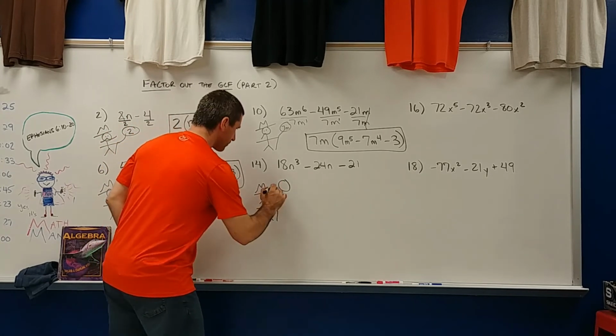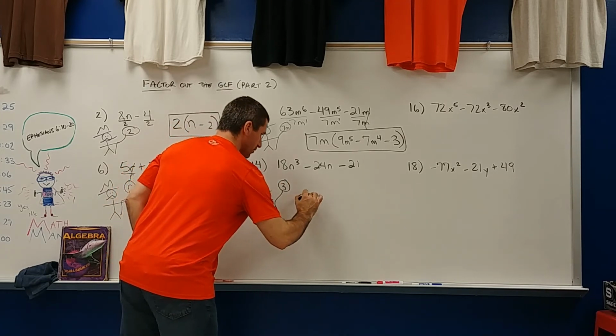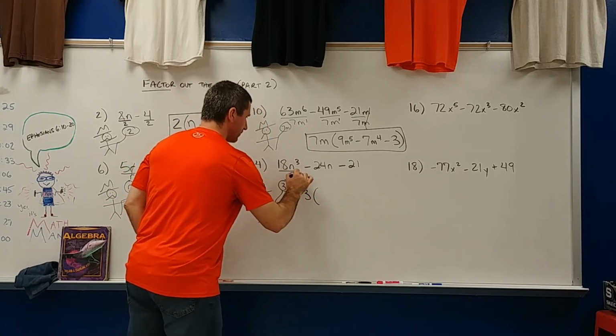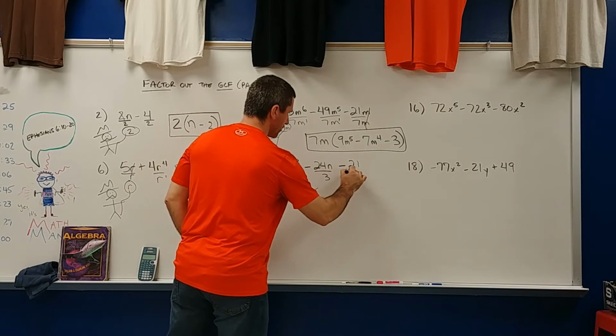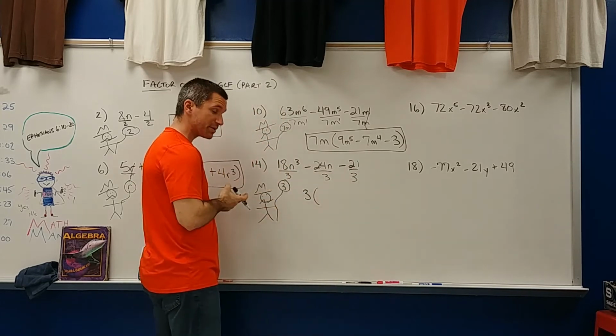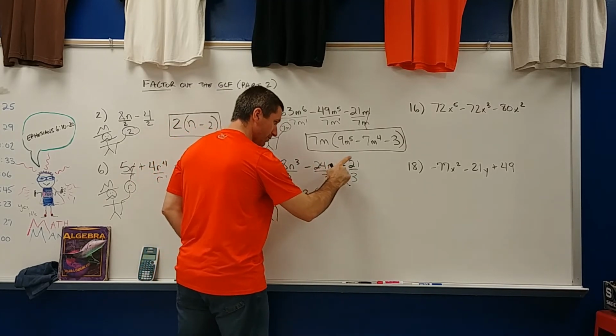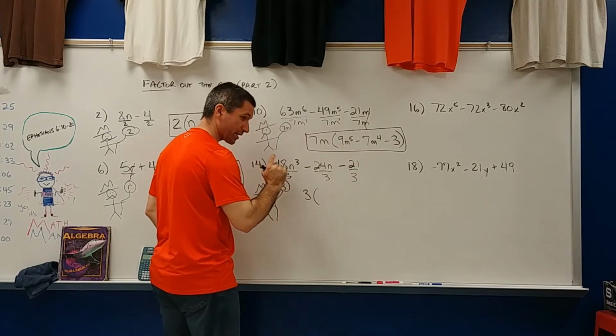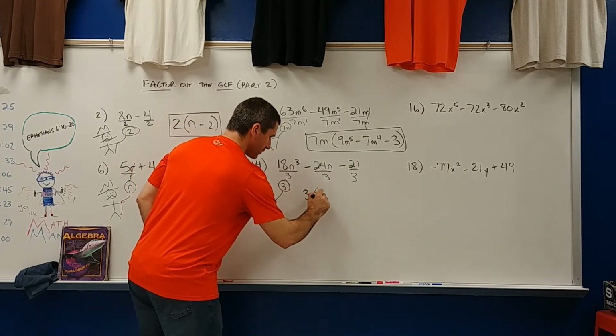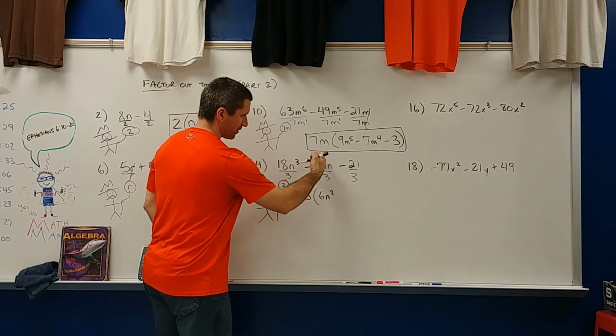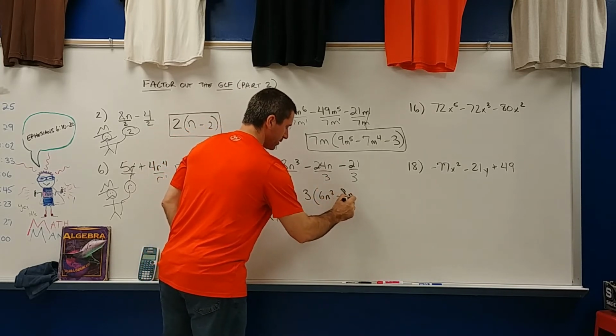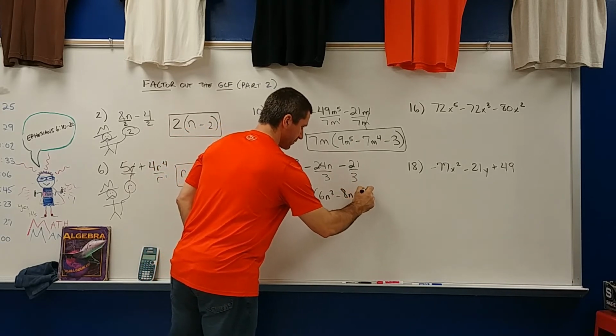What'd I say? 3? 3. Okay. Write down the 3, divide every term by 3. Notice that we could not take out a variable this time because it was not consistent in all 3 terms. This one has no variable, it's a constant. Divide by 3, 6n cubed. Divide by 3, minus 8n. Divide by 3, 7.